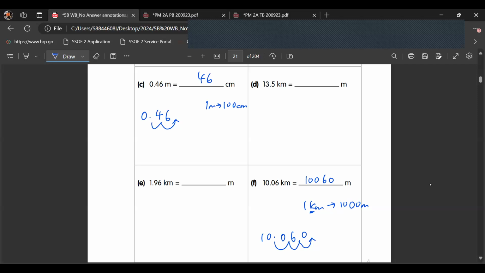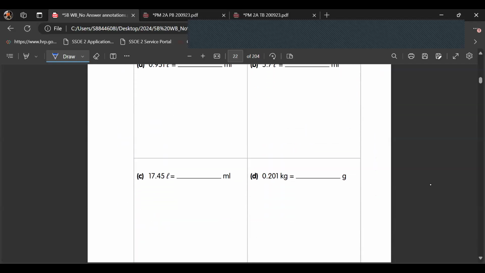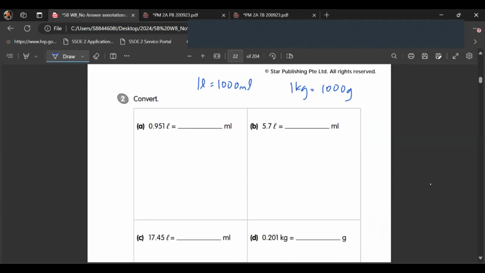Is that okay? Am I going too fast? No, huh? Manageable so far? Okay, then we move on to the next page. These questions are relatively simple because 1 liter is equal to 1,000 milliliters and 1 kilogram equals to 1,000 grams. And on this page, all of them are for bigger unit to smaller unit. So all of them is multiplying by 1,000.